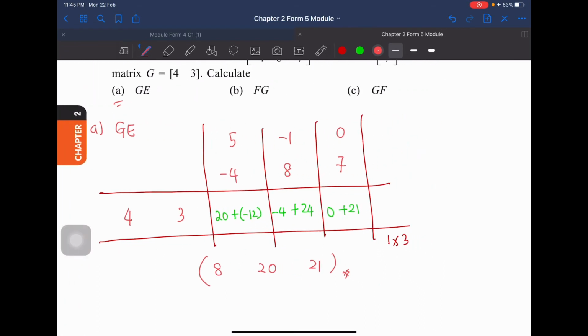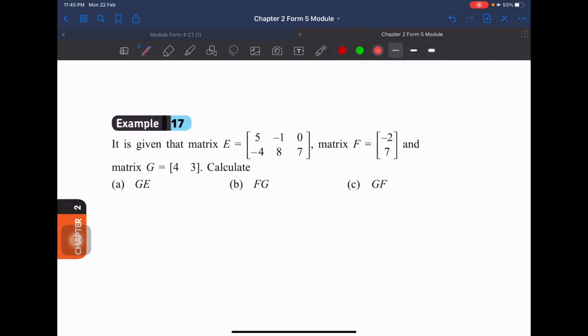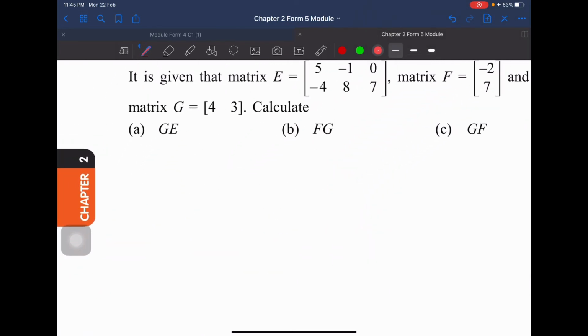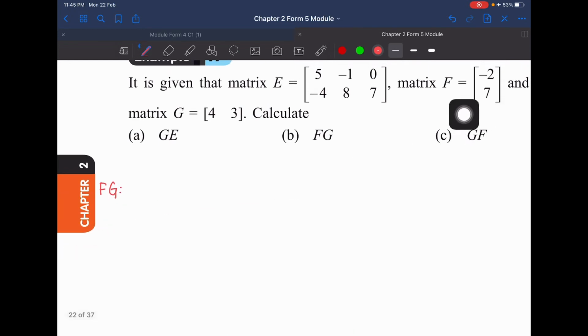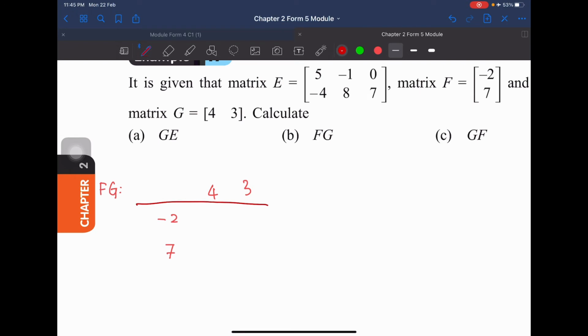Next, let's try B. B we have FG. So you need to write F first. So which one is F? F is negative 2, 7. So negative 2, 7. G is this one. So 4, 3. Then add in the column. So by this one, you know that your final answer will be 2 by 2.